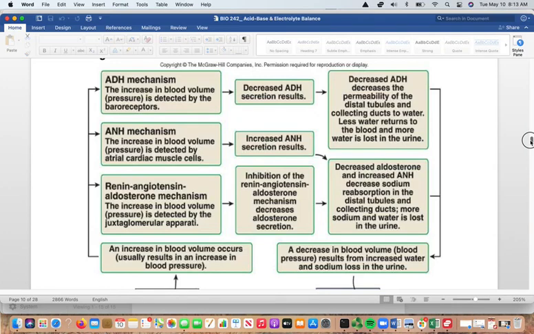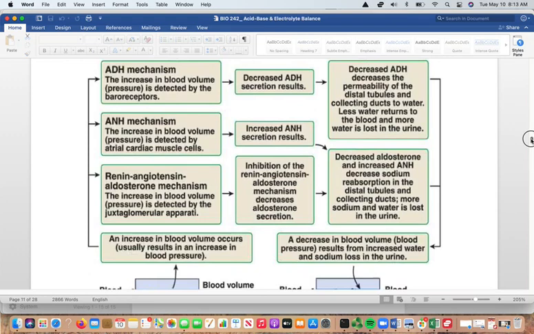And this chart just summarizes the mechanisms that regulate blood volume. With ADH, an increase in the blood volume is detected by the baroreceptors. That's going to decrease ADH secretion and decrease the permeability, so less water returns to the blood and more water is lost in the urine.